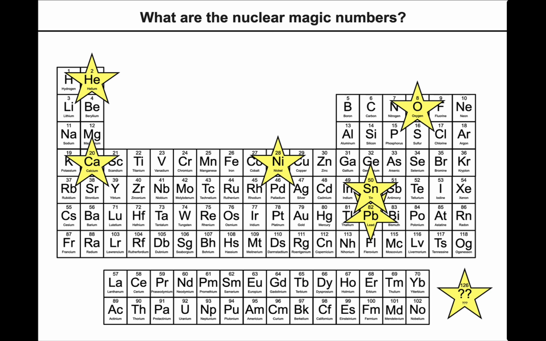So what are these magic numbers? Well, they are very stable numbers of either protons or neutrons. For example, oxygen has 8 protons. That means that it has a magic number of protons. If an oxygen has 8 neutrons, it also has a magic number of neutrons. What about helium? Well, helium has 2 protons and 2 neutrons, so helium is also doubly magic. It has a magic number of both protons and neutrons. What about nickel? Well, all nickel atoms have 28 protons, so they have a magic number of protons. The nuclear magic numbers are simply very stable or very favorable numbers of either protons or neutrons or both.